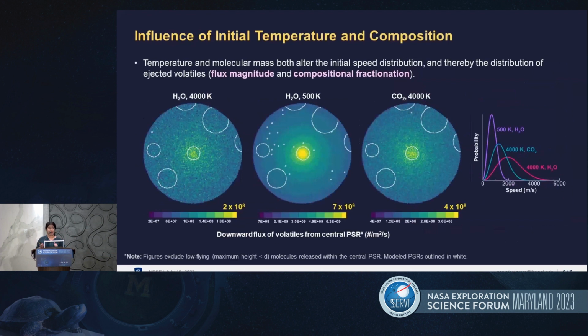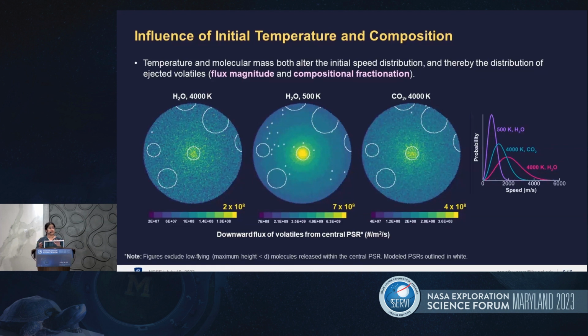We can also look at how different parameters influence this. So on the left is our baseline case where we have H2O released at a temperature of 4,000 Kelvin. In the middle is H2O again. This time it's released with a velocity distribution corresponding to a temperature of 500 Kelvin, which is what you might expect for a slower L-cross-like impact. And then on the right, we have a 4,000 Kelvin velocity distribution, but this time we're looking at a heavier molecule. We're looking at CO2. And you'll see that there are differences between those three cases.